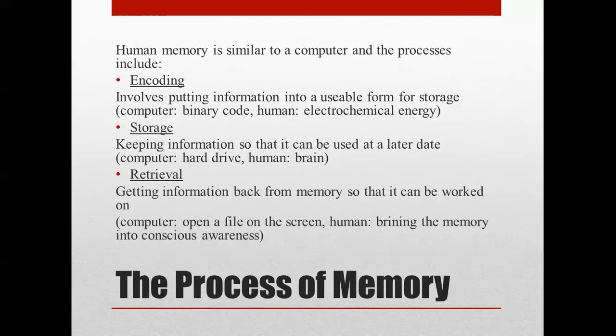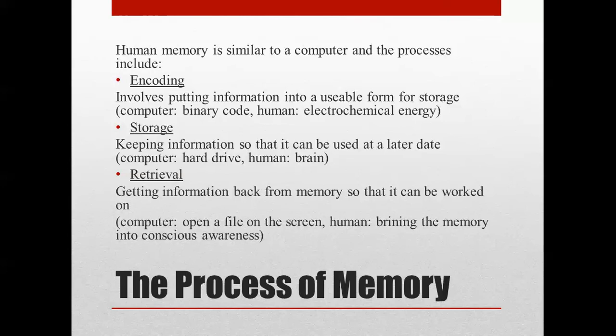And to help explain these 3 terms, we often give you an example of a computer and how a computer does these 3 processes, and then how the human memory, us as humans, do these 3 processes. So the first one is encoding. And encoding involves putting information into a usable form for storage.